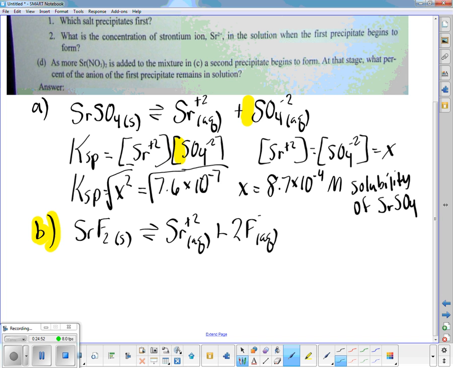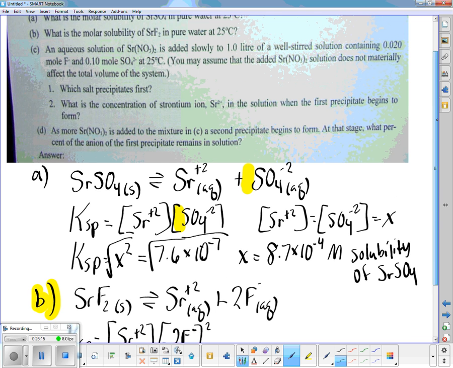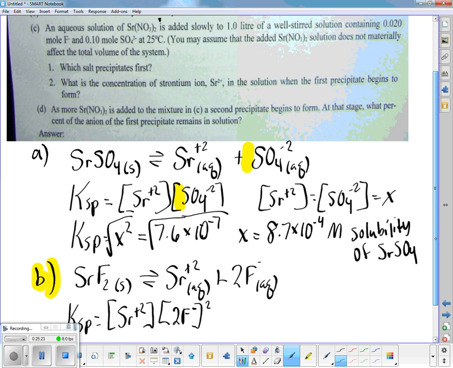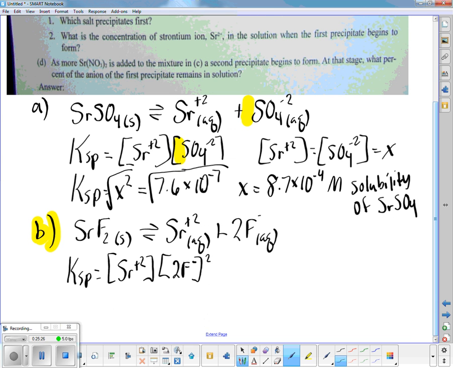Then to do the KSP for this one is a little bit different. KSP for this one is the strontium, just like it was up above. But we have 2 fluorines, and it's going to be squared. The other one, SO4, stuck together. So if it's a polyatomic and it sticks together, it just sticks together. If it's an element, then it splits apart.